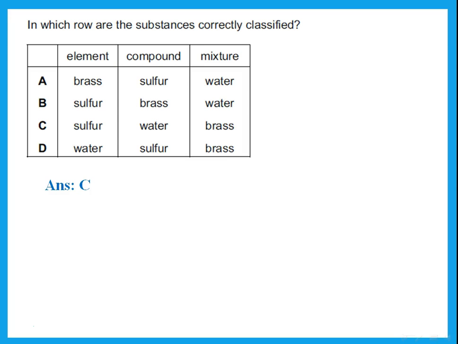Okay, element. Do you know what is brass? If you did not do it in any previous course, then brass is what we call an alloy, and an alloy is a mixture of two metals together. So brass is actually copper and zinc mixed together. Okay.